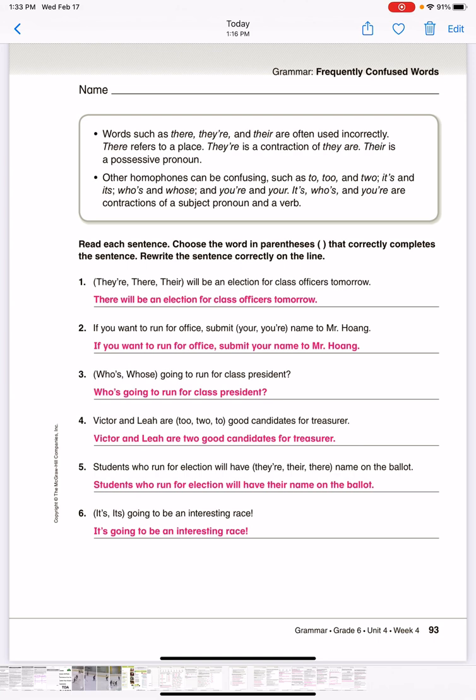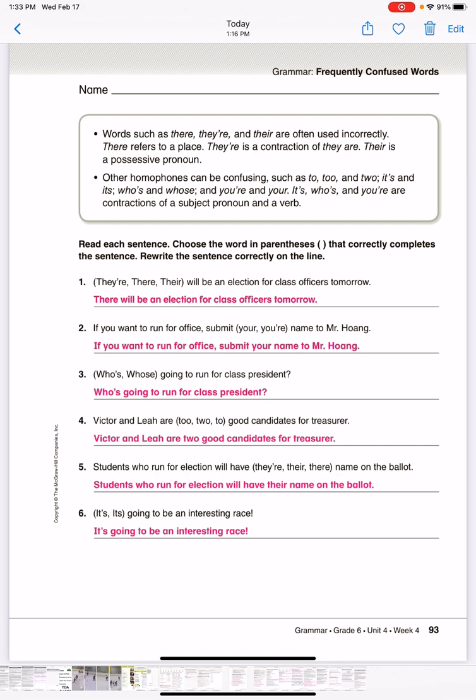What they wanted you to do here is choose the word in parentheses that correctly completes the sentence. So you're looking for meaning. In this case, we want there, T-H-E-R-E. That's the location one. And number 2, we want your, Y-O-U-R, the possessive pronoun. Who's, as in who is going.